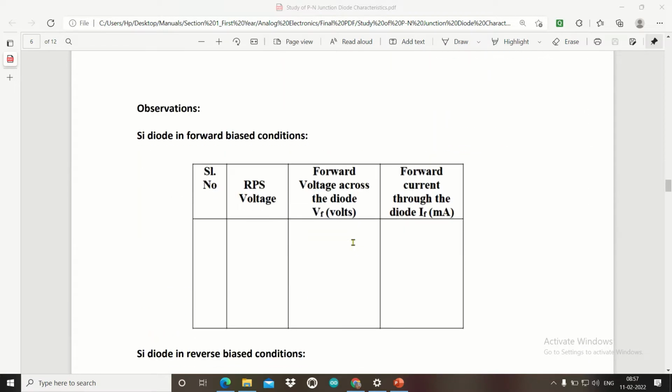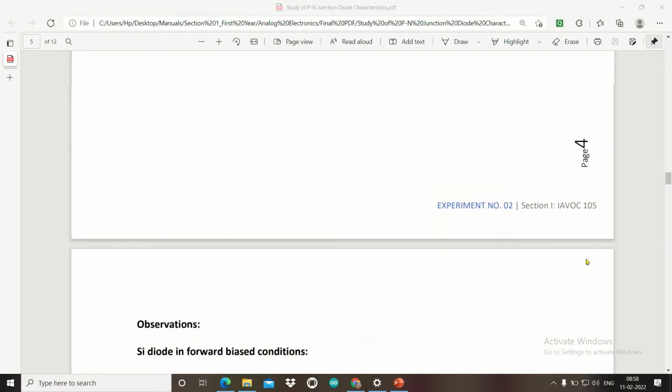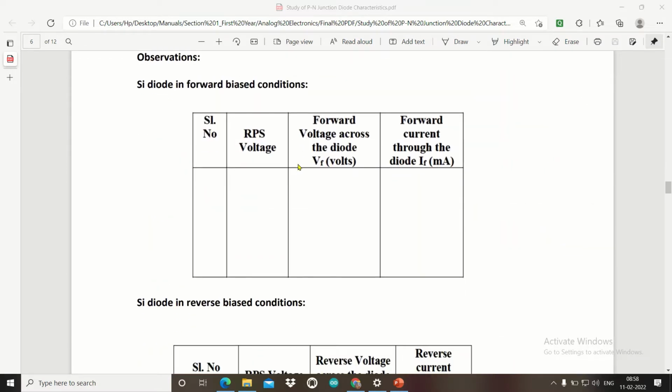All right, now you see that this is our forward biased condition tabulation table or observation table. You need to put this observation table when you actually write your manual. Then on the ruled page you should write all these things, on the white page you should put your observation tables, circuit diagram, etc.